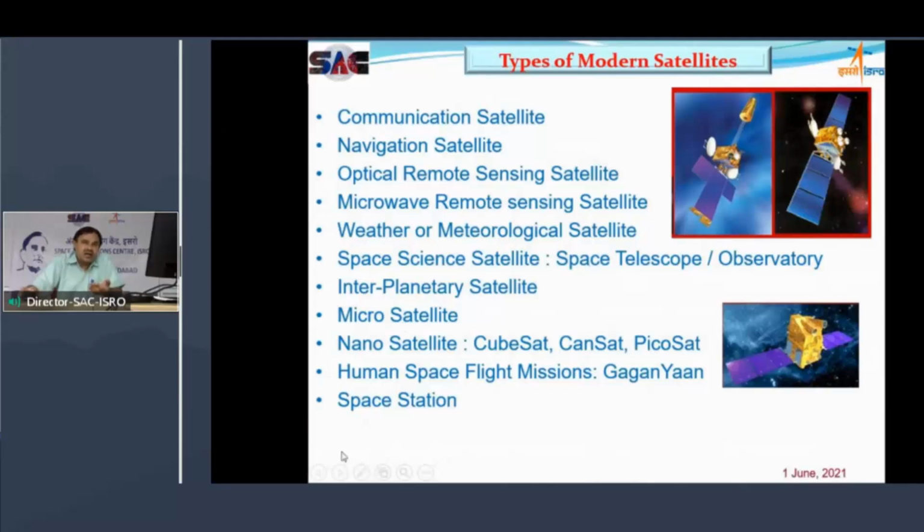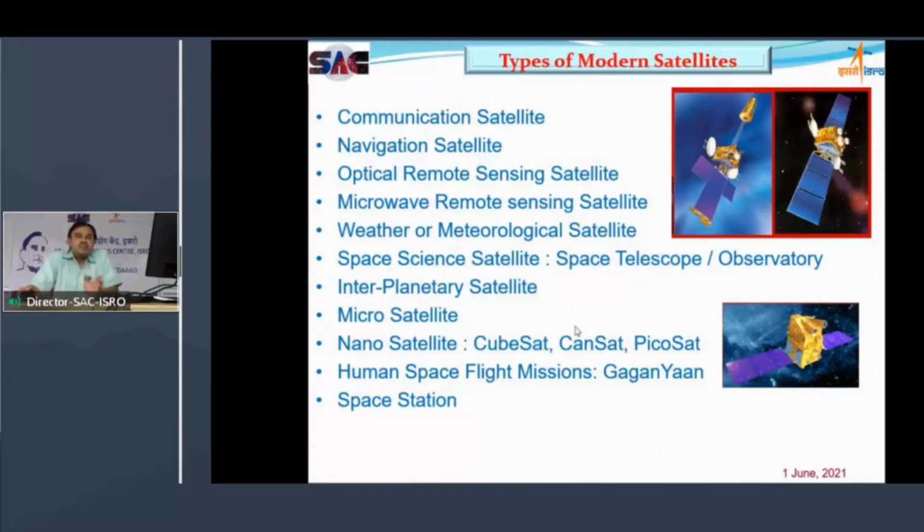Then as far as the size of the satellite is concerned, there are nano, micro, medium or big satellites. So these are all the different categories. I will not dwell much into that. But as you can see, the future we are going ahead with is the Gaganyaan module, where there will be a crew module and an orbital module.